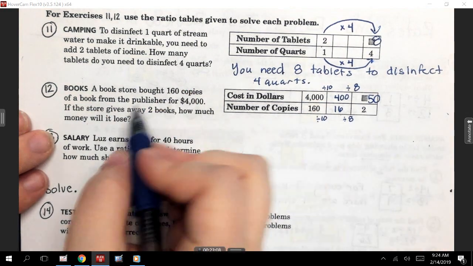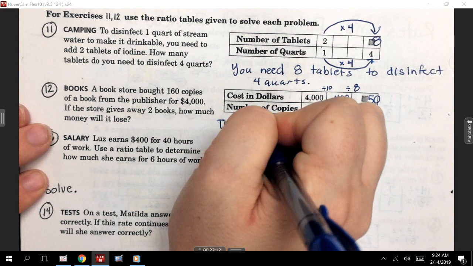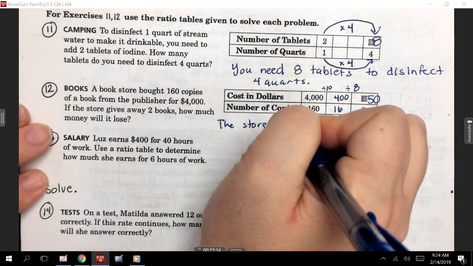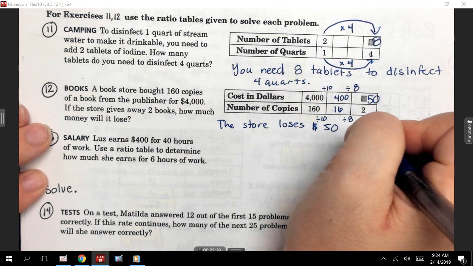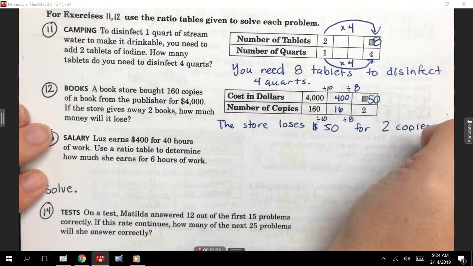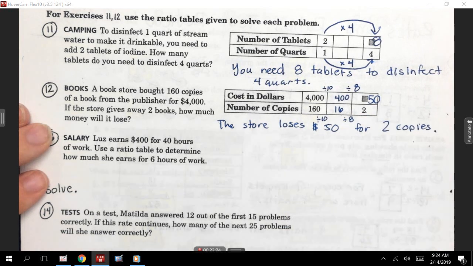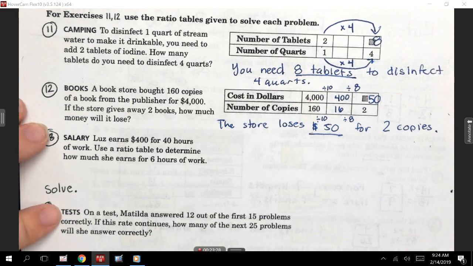So now I can tell how much money will it lose. The store loses $50 for 2 copies. So there's my $50 that we were looking for.